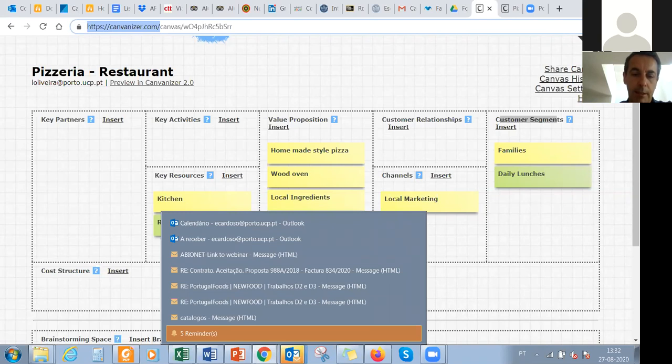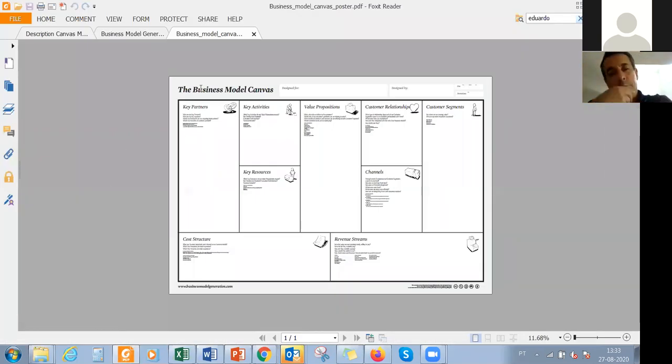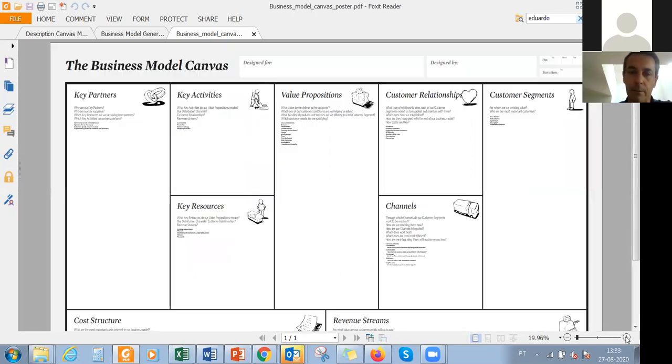With this, I can move on to a more detailed presentation of each of the 9 building blocks. In this canvas document there is some information in small letters, but if we print it in a larger format, there are some orientations for filling each of the 9 blocks. I will share with you some perspectives on how to fill in each of the 9 blocks in just a few minutes.